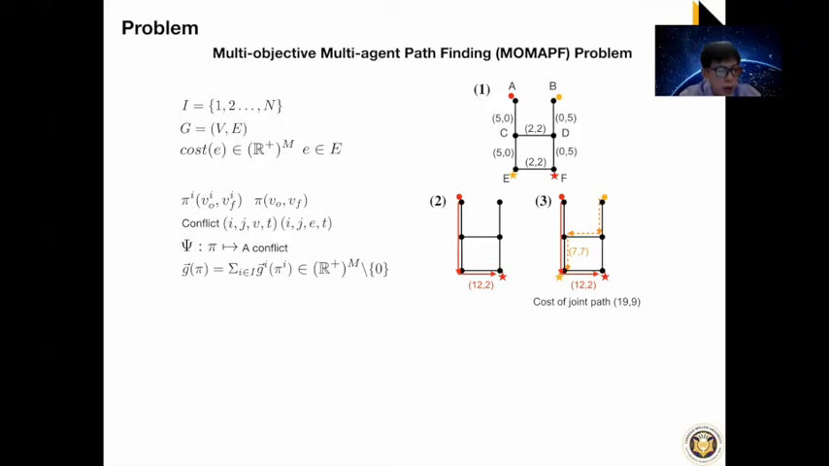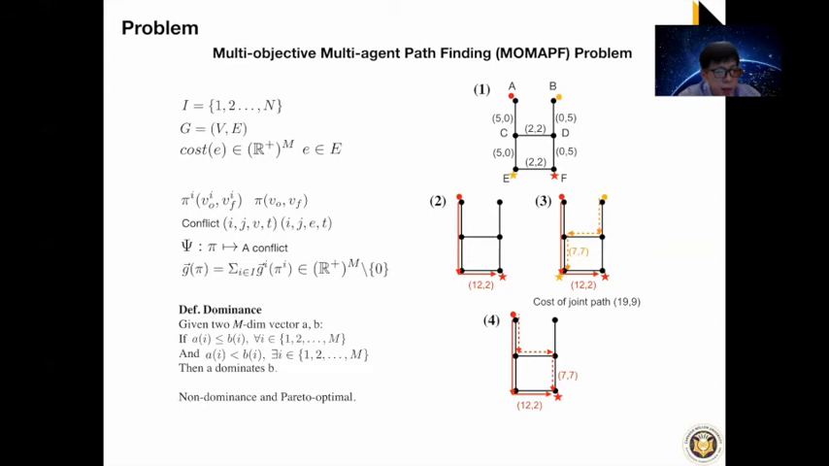The cost of a joint path is the sum of cost vectors of all edges present in the path. For example, on the right in plot 2, the red robot has a path of cost (12,2), and in plot 3, the yellow robot has a path of cost (7,7). The joint path of both the red and yellow robot is (19,9), which is the sum of (12,2) and (7,7).